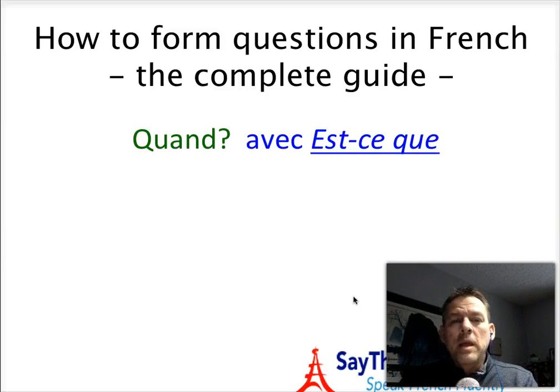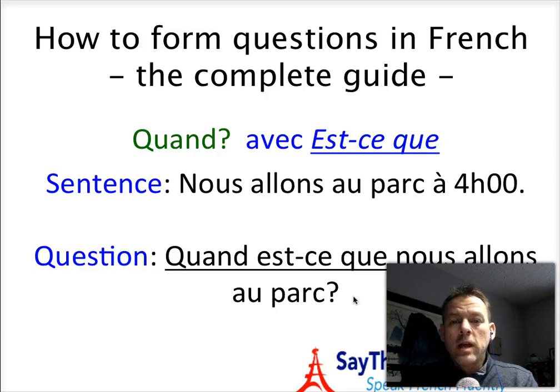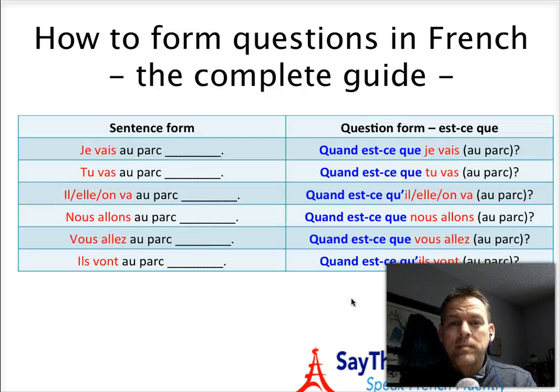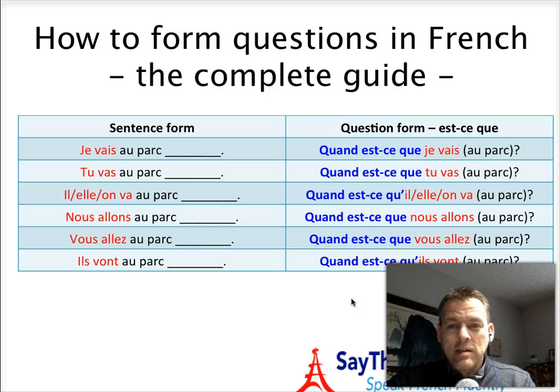Quand. Quand est-ce que? When is it that we are, right? Nous allons au parc à 4 heures. We're going to the park at 4 o'clock. Quand est-ce que nous allons au parc? When is it that we are going to the park? Quand est-ce que nous allons au parc? Here's your table. Pause the video if you need to look at it in detail.